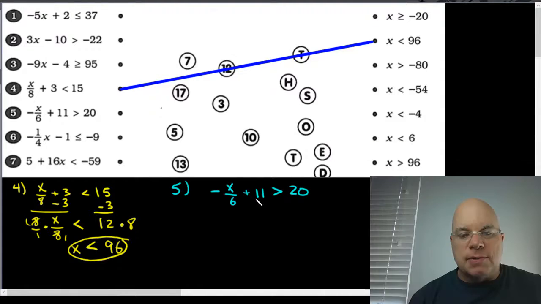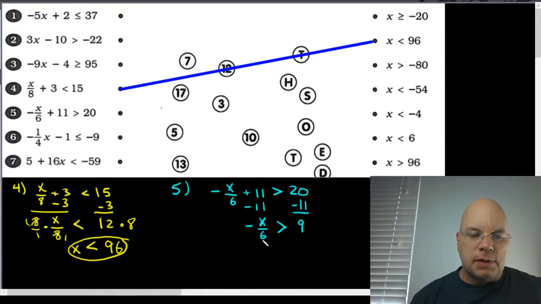This starts out the same as the last one. We need to get rid of this constant term, so we subtract 11 from both sides. 20 minus 11 is 9. And the constant term is now 0, so I just have negative x over 6. We didn't just multiply or divide by a negative, so I keep the inequality the same, greater than.